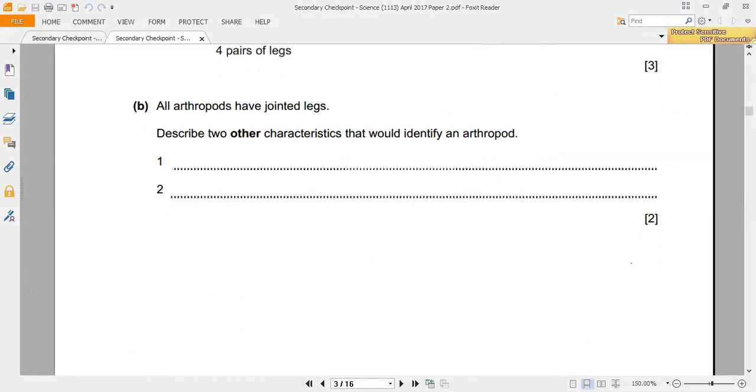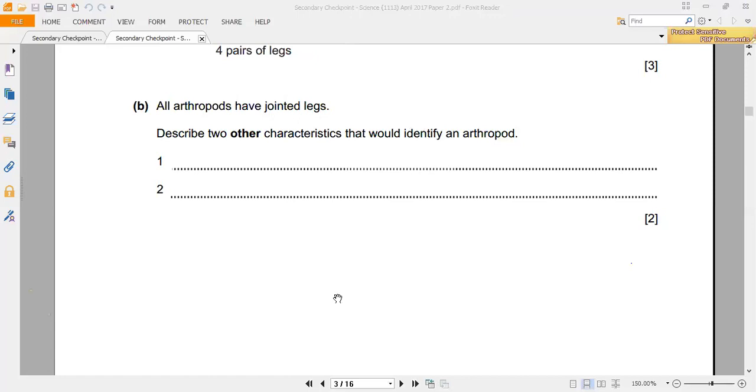Again, okay. Point number B. All arthropods have jointed legs. Okay, there's a message from one of you. Voice is too low. I think maybe I'm a little bit tired, but I will try to do my best. I hope it's better now. Okay. Great. Now let's get back.